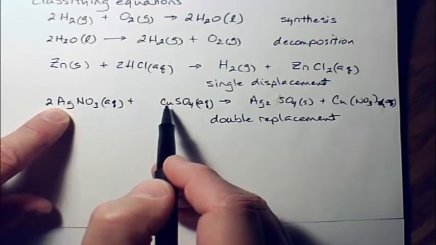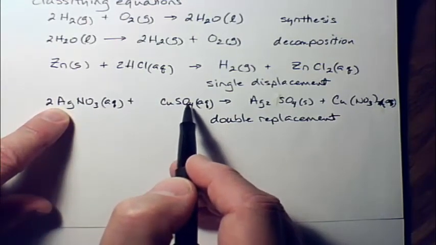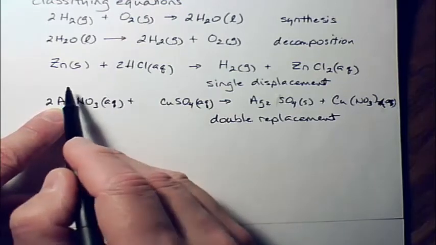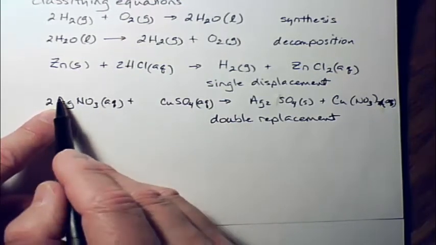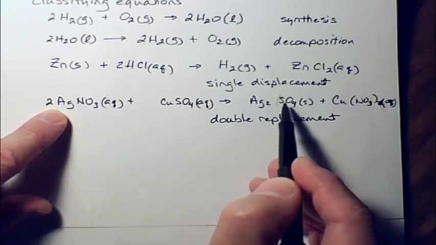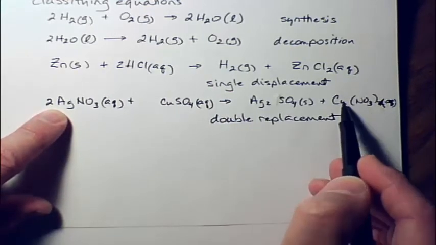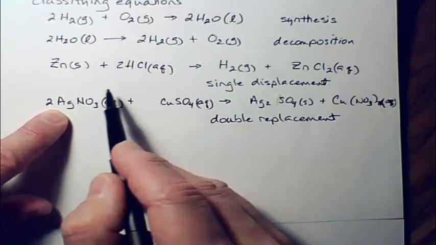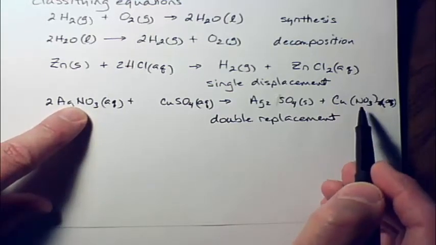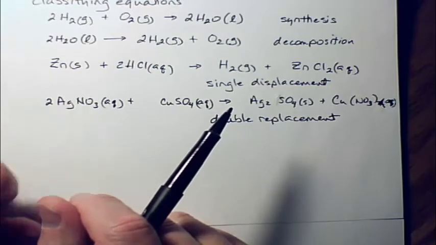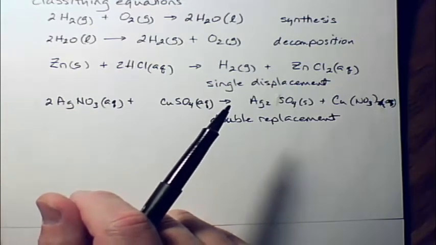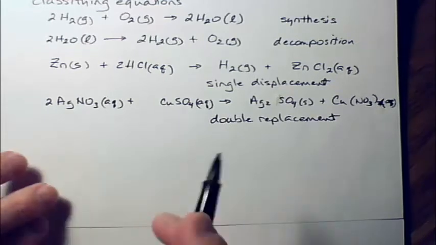The silver is going over and replacing the copper with the sulfate. The copper's over here and replacing the silver on the nitrate. So silver now is joined up with the back of this to make silver sulfate. Copper is now joined up with the nitrate to make copper nitrate. Does that make sense?